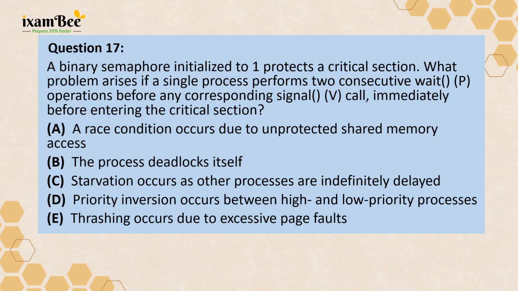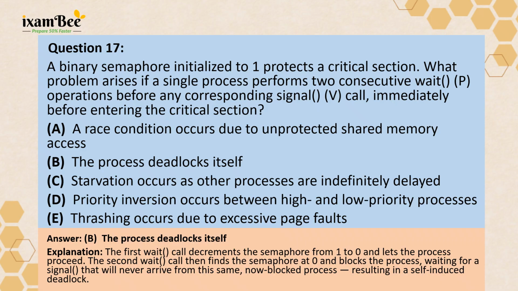In this question, we have a binary semaphore initialized to 1 that protects a critical section. What problem arises if a single process performs 2 consecutive wait (P) operations before any corresponding signal call, immediately before entering the critical section? Here, the correct answer is the process deadlocks itself, which is option B.